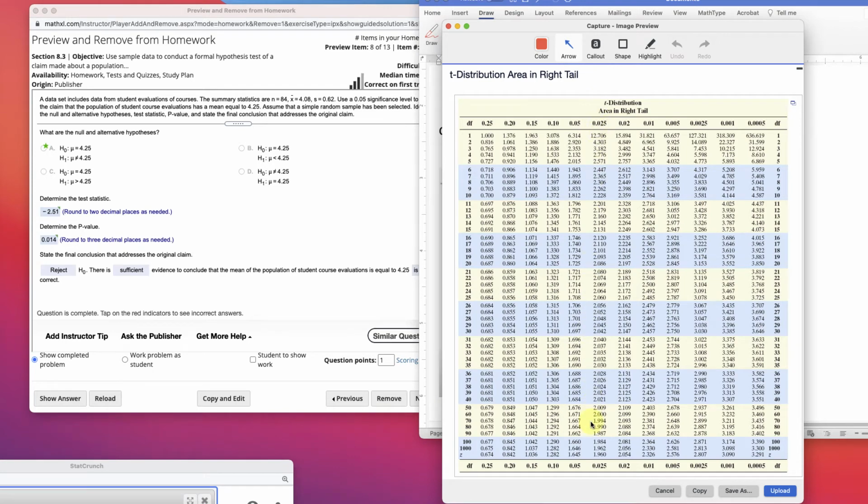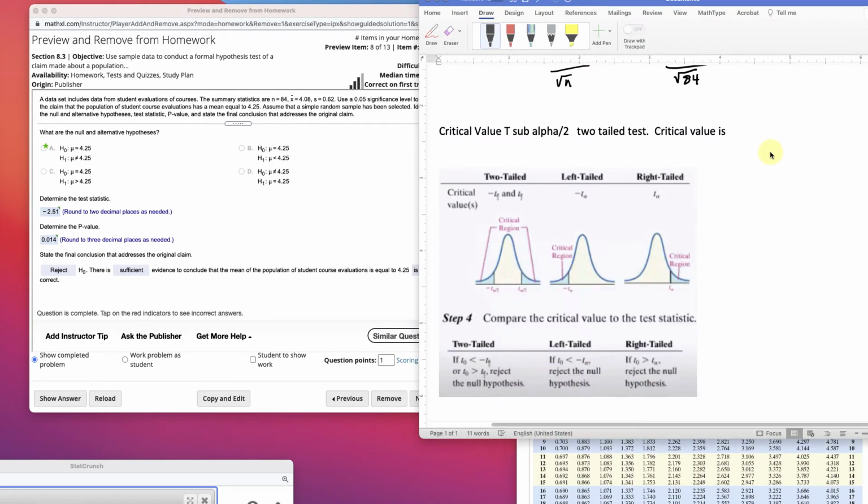Right there and go down to 80 is 1.990. That's my critical value. And so the opposite critical value on the left-hand side is negative 1.990. So those are the two critical values, the negative version and the positive version.